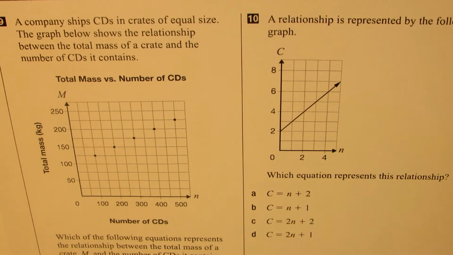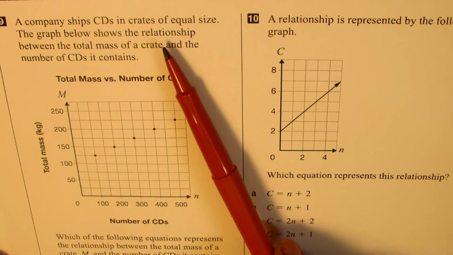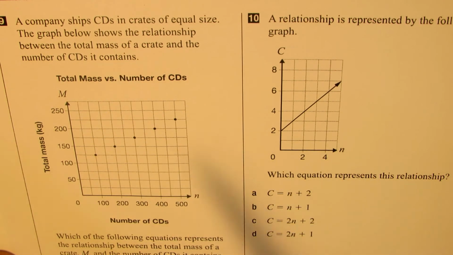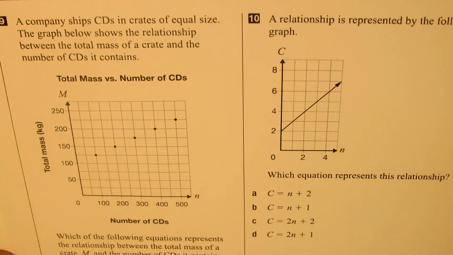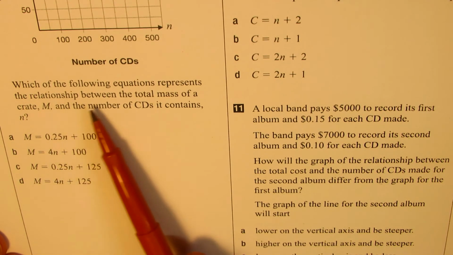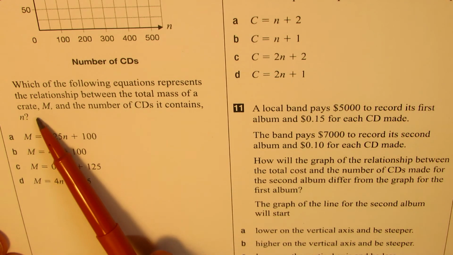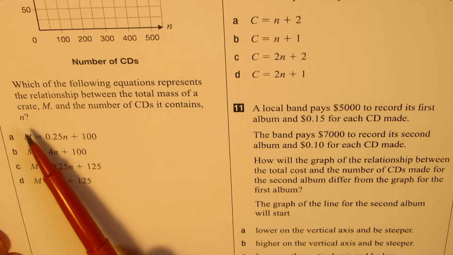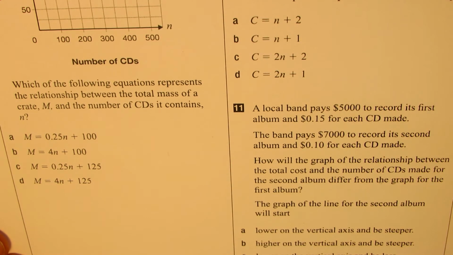Question number 9. A company ships CDs in crates of equal size. The graph below shows the relationship between the total mass of a crate and the number of CDs it contains. Which of the following equations represents the relationship between the total mass of the crate M and the number of CDs it contains N, right? So that's what we need to figure out.